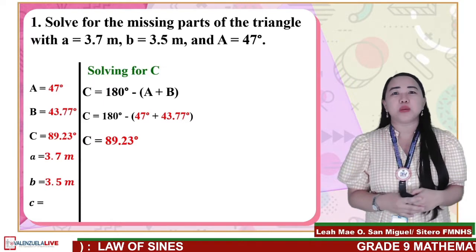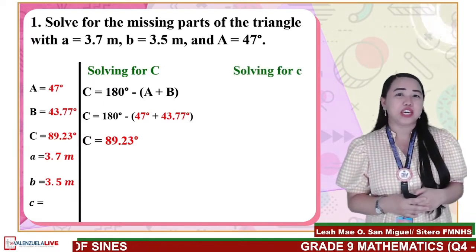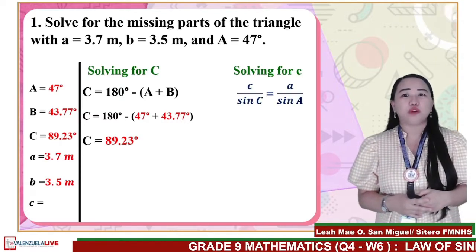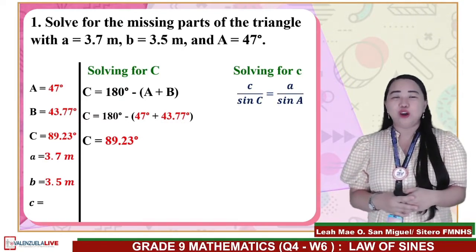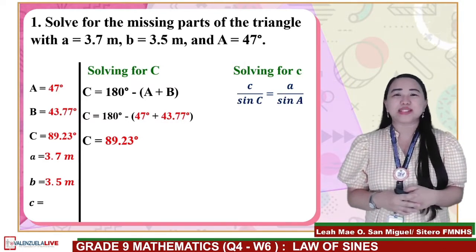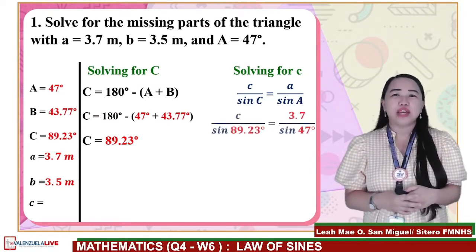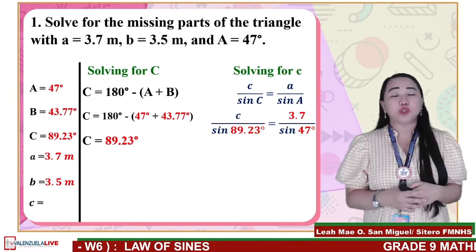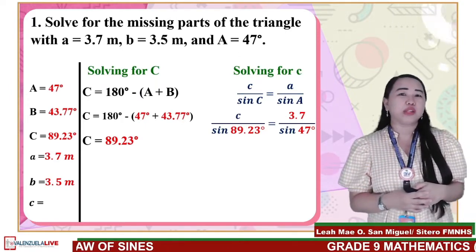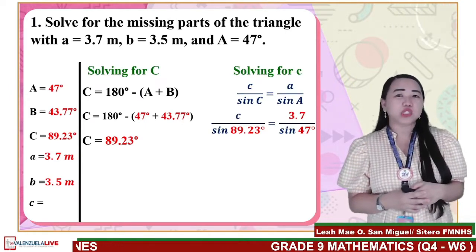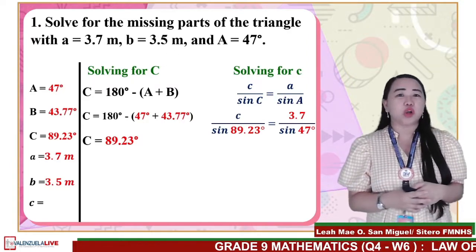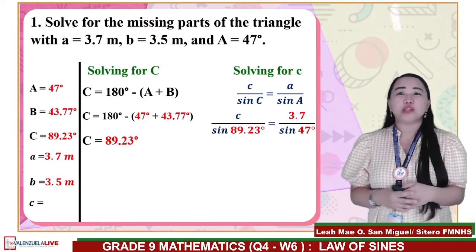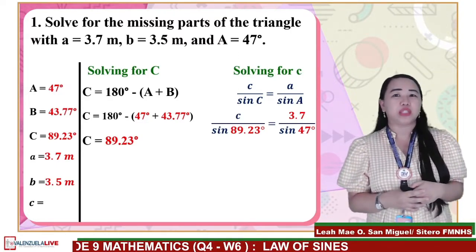For the last missing part, to solve side C, use law of sines. The proportion is C over sine C is equal to A over sine A. Substitute the known values, we have C over sine 89.23 degrees is equal to 3.7 over sine 47 degrees. By cross multiplication property, the result is C sine 47 degrees is equal to 3.7 sine 89.23 degrees.